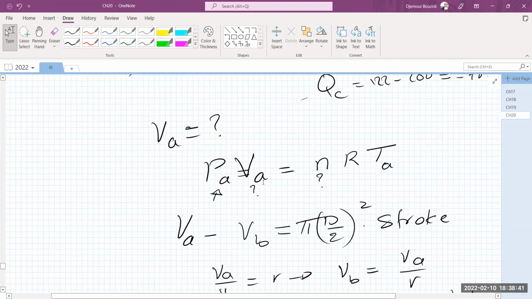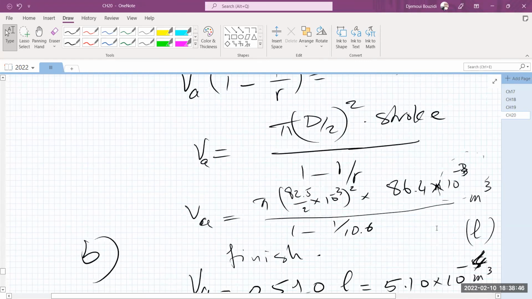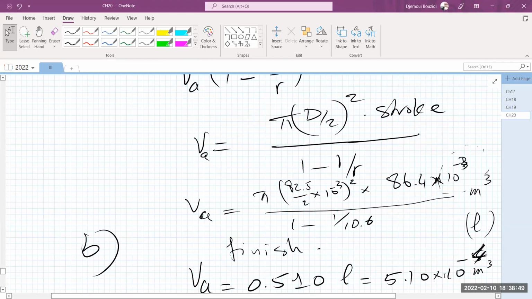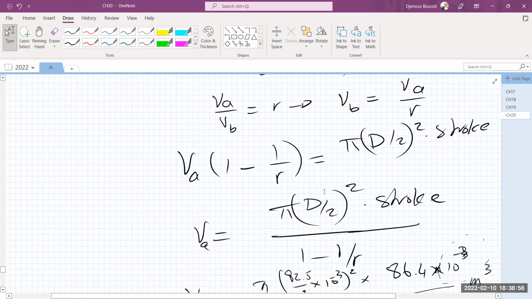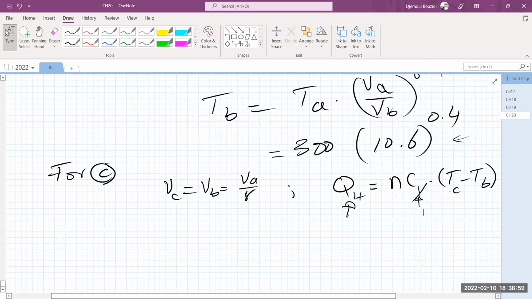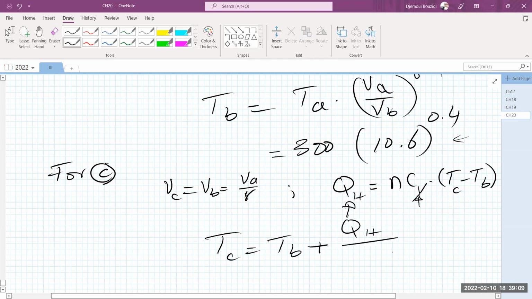Since we know what PA is, what VA is, what R is, what TA is, VA, we computed it. It's this number in here, 5.1 times 10 to the negative 4. So we have the volume, we have the pressure, we have R, we have TA, so we can find the number of moles. We really need that number of moles now. And then we can plug it into this expression and find TC equals TB plus QH over that number of moles times CV. And that number of moles is PA VA over R TA from the previous expression.